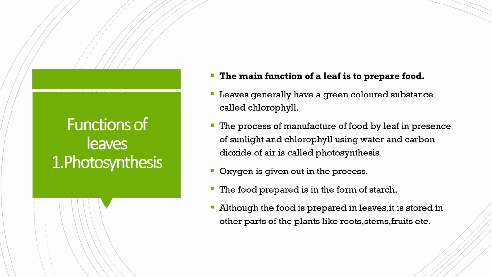Although the food is prepared in leaves, it is stored in different parts of the plants like roots, stems, fruits. Now you have to think about examples of your own. Like in which cases the food is stored in roots, like in the case of turnip, radish, in stems, sugarcane. Fruits, you eat many fruits like mango, lychee, banana. So in all these different parts, the food is stored, which is prepared in leaves, but later on stored in these different parts of the plant.